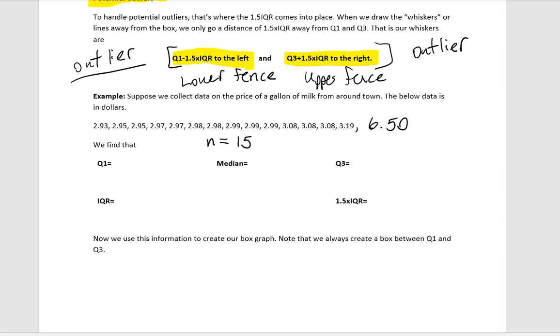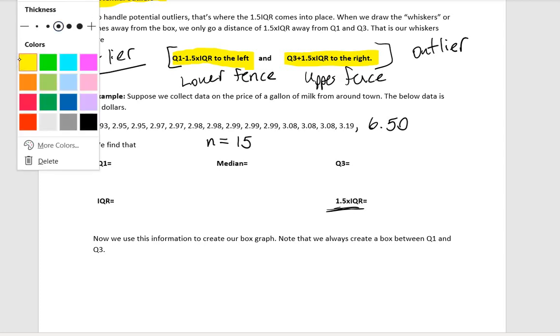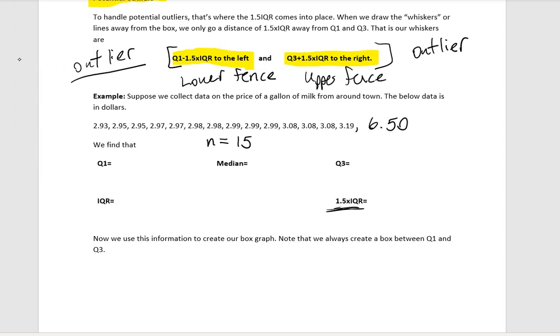We want to find Q1, the median, aka Q2, Q3, the IQR, and then we want to find 1.5 times the IQR. Remember, that's not going to go on our box plot, it's going to help us find potential outliers. If we break this data up into fourths, our middle observation, since we have 15, 15 divided by 2 would give us 7.5, so the 8th observation is going to be the middle. 1, 2, 3, 4, 5, 6, 7, and 8. Now I'm going to break this side in half and find the first fourth, so that'll be 1, 2, 3, 4, and 1, 2, 3, 4.